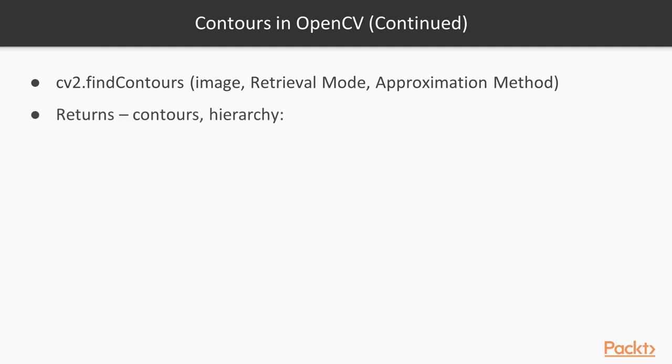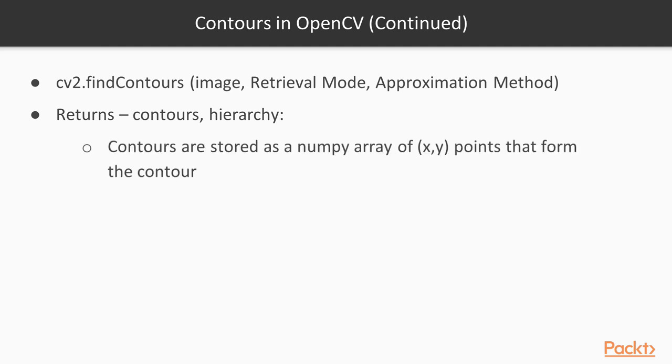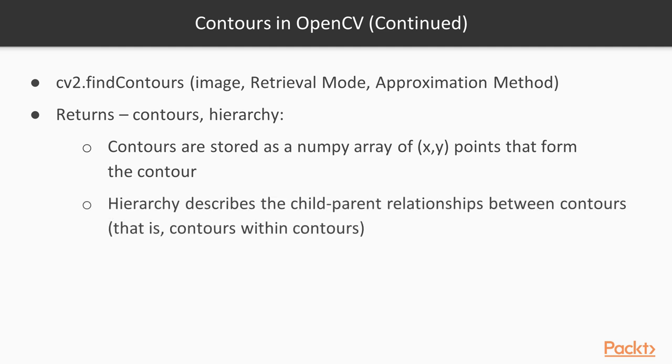Firstly, before we go into what these arguments are, we need to look at what findContours actually returns. Remember I said it returns a list of contours? Well, that's the first return value here, contours, and then it returns something called hierarchy. Hierarchy describes the child-parent relationships between contours, which we'll discuss in the next slide. That means contours within contours, if you want to get an idea of what's happening.